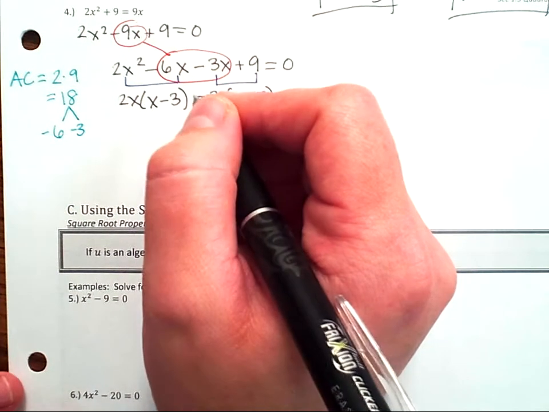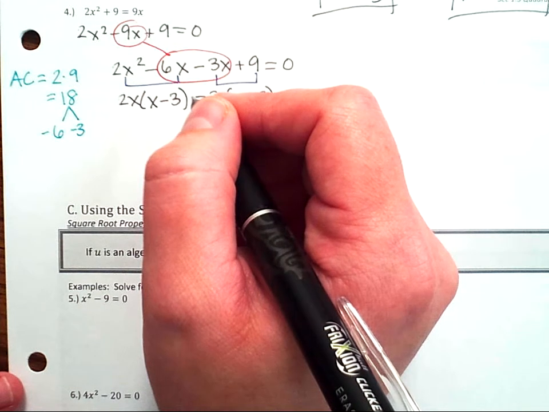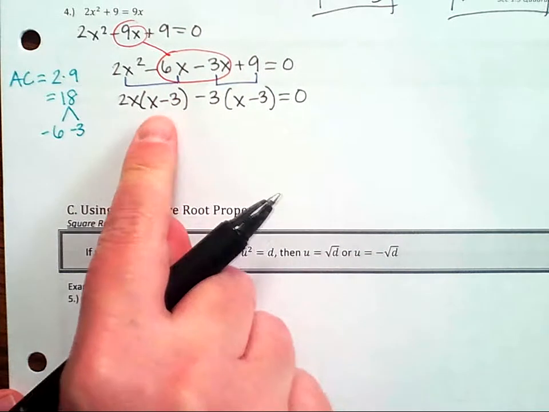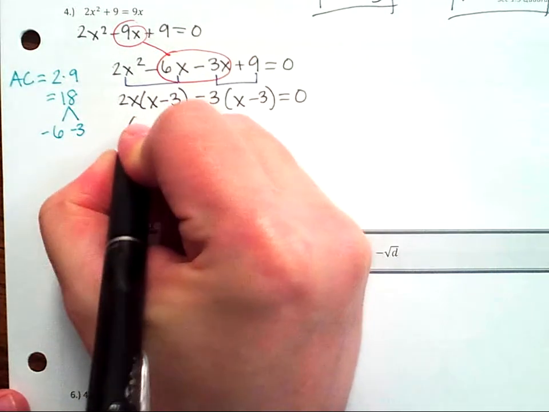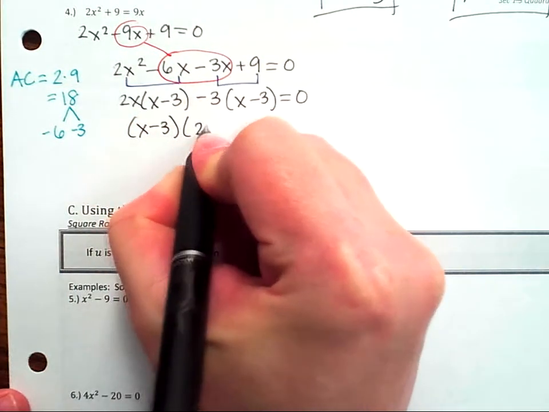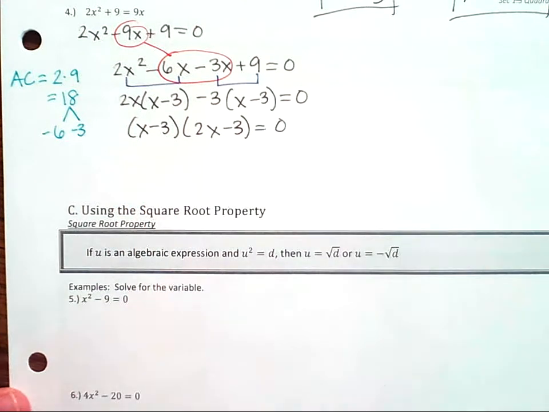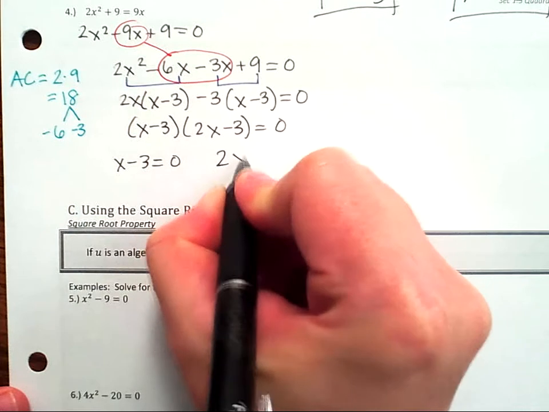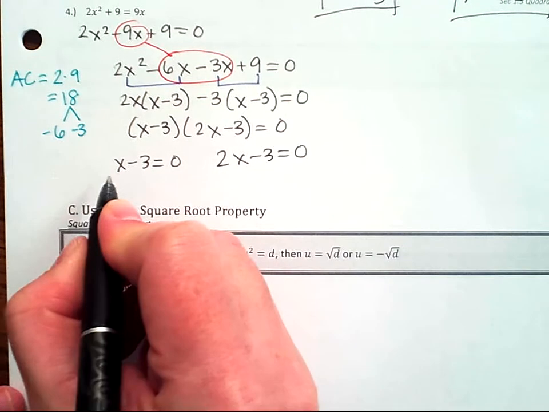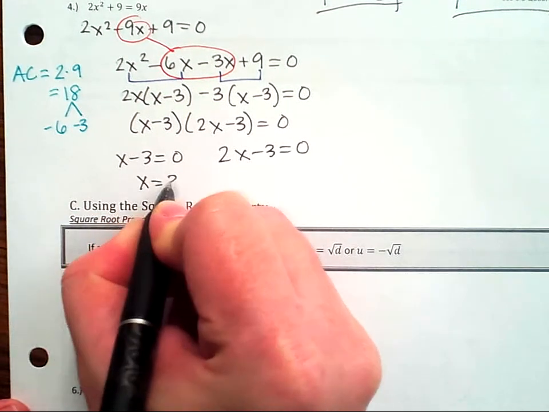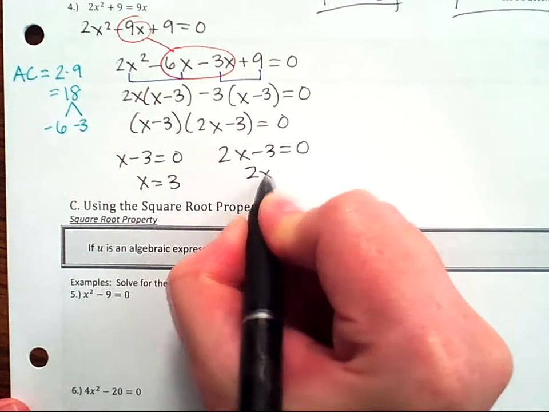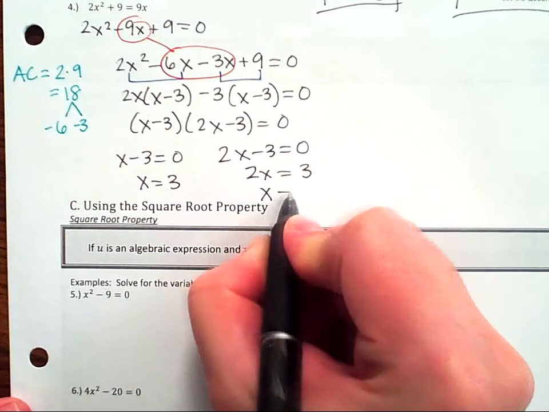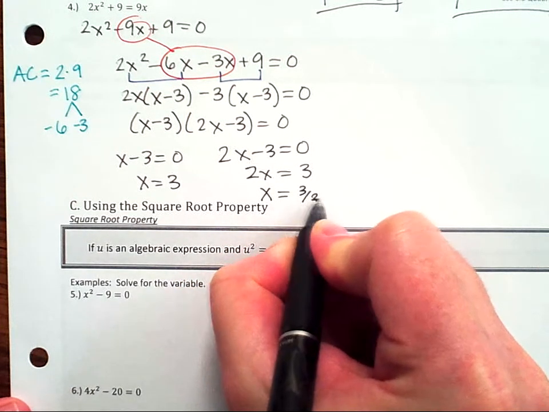Who else wants to help? So I need to factor out the x minus 3 first, right? And then I have 2x minus 3. Okay, now set them each equal to 0. X minus 3 equals 0. 2x minus 3 equals 0. So here I add 3 to both sides. I get x equals 3. Here I add 3 to both sides, sorry, and I get 2x equals 3. Divide both sides by 2, and I get 3 over 2.